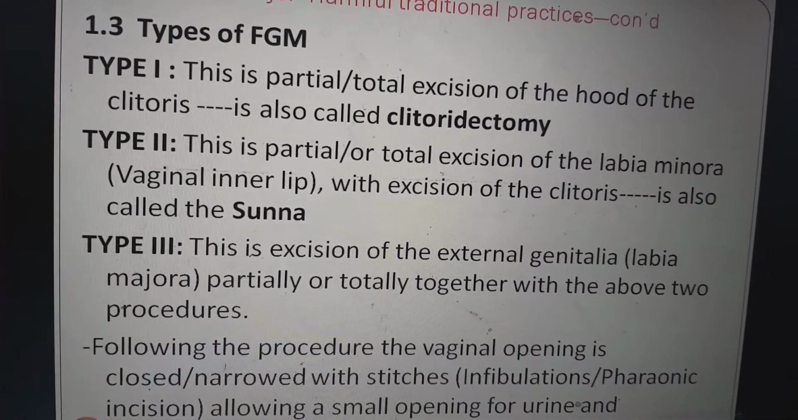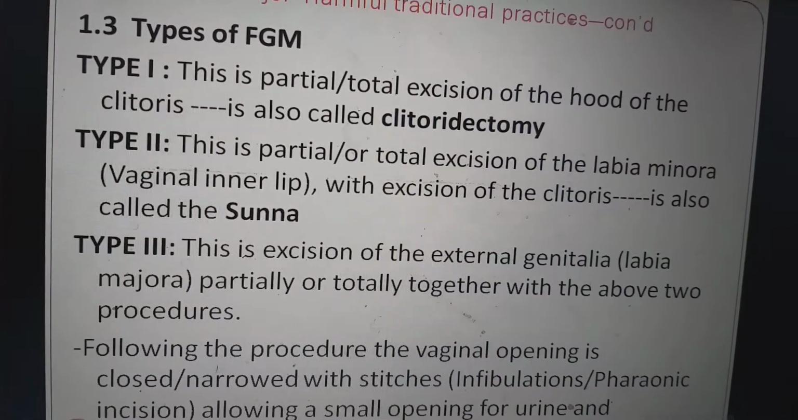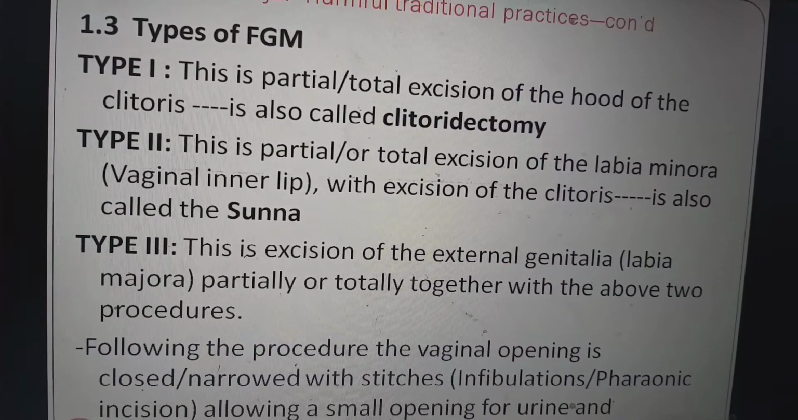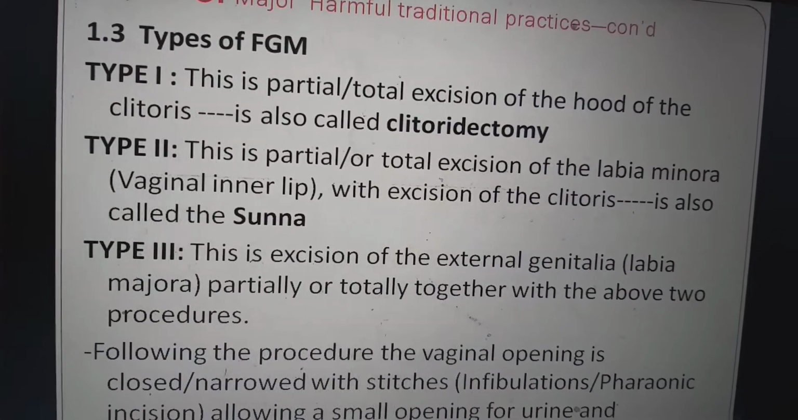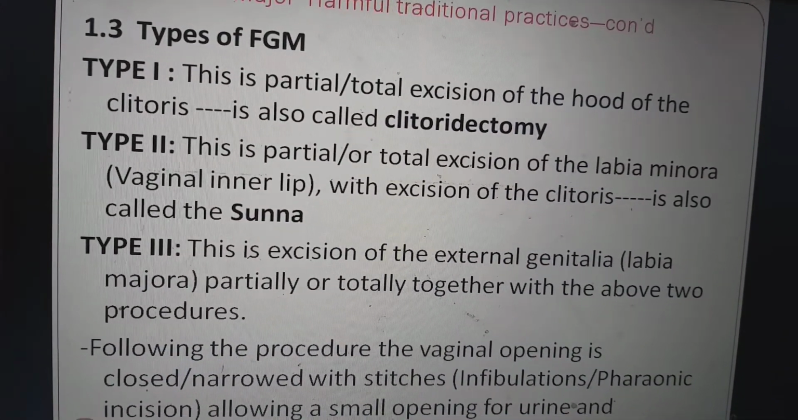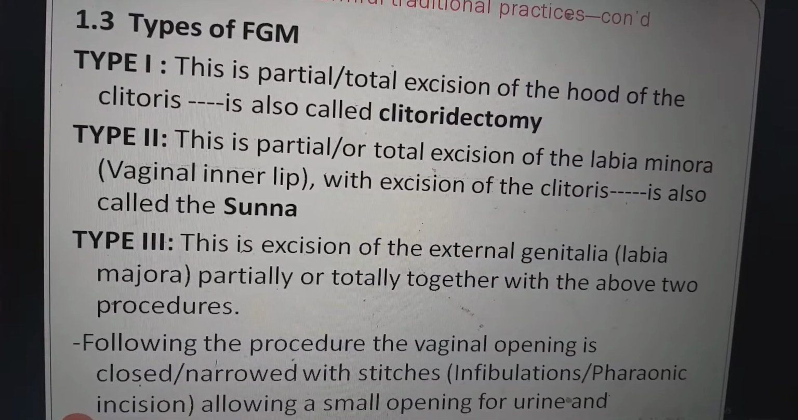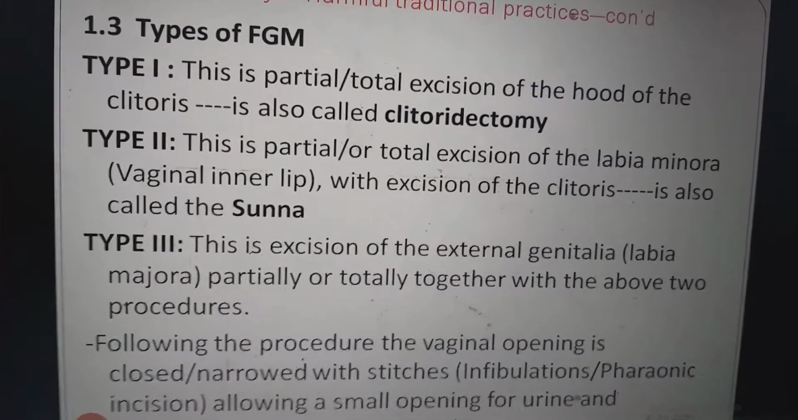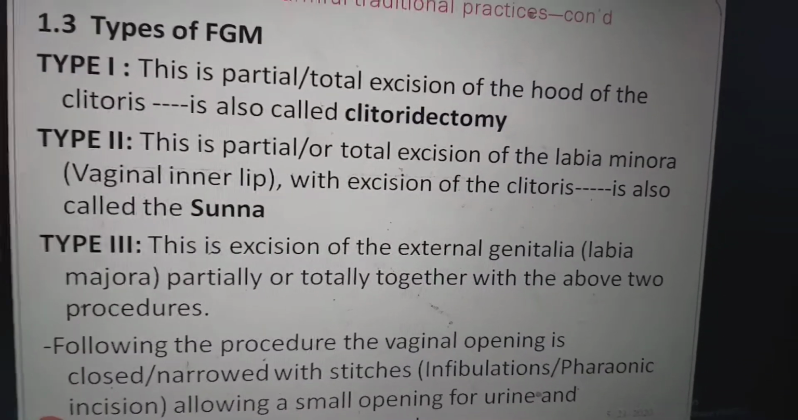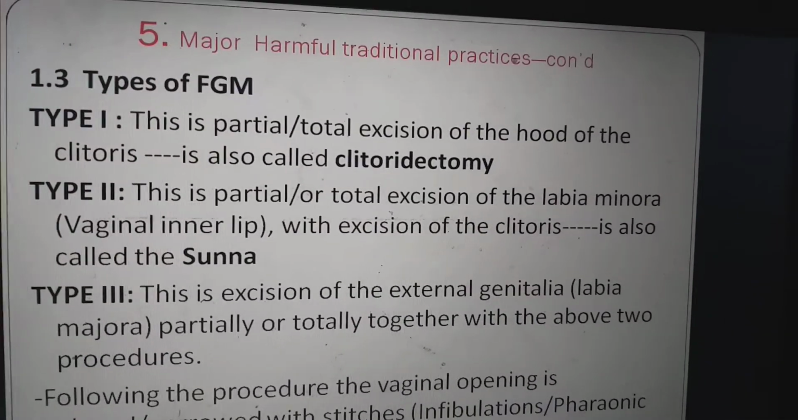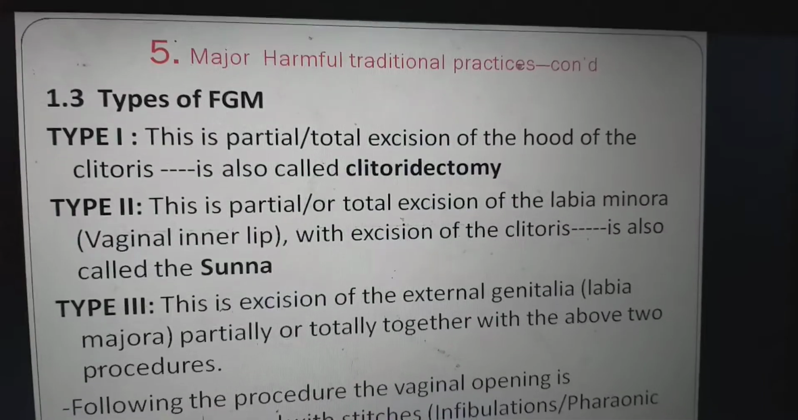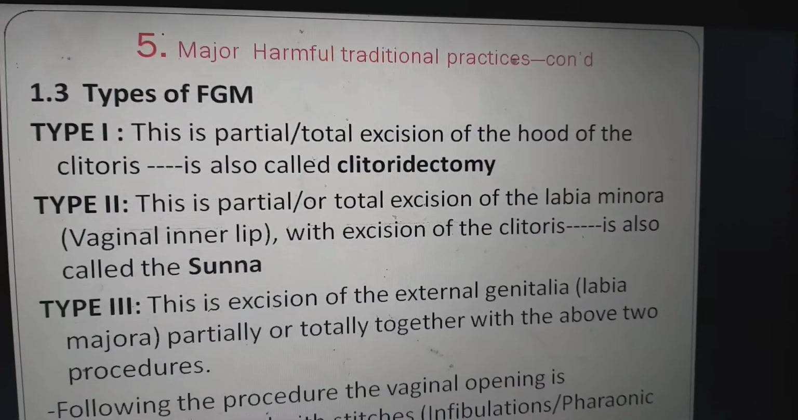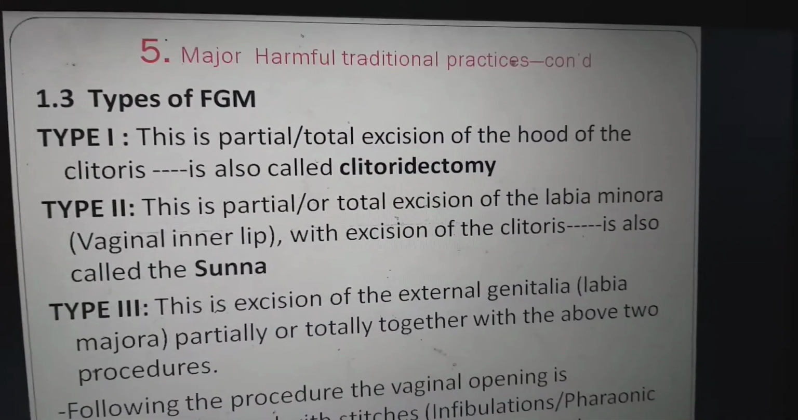The second one is partial or total excision of the labia minora, the vaginal inner lip, with excision of the clitoris. It is also called sunna. A little bit serious when we compare it with type 1. Type 2 is serious because type 2 means clitoris and the labia minora, while the first one is only the hood of the clitoris.